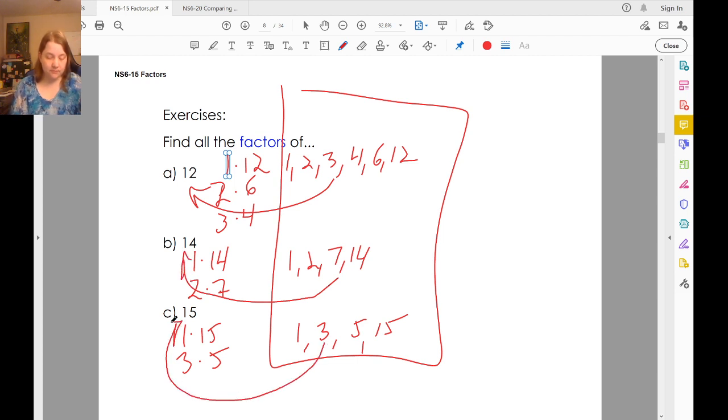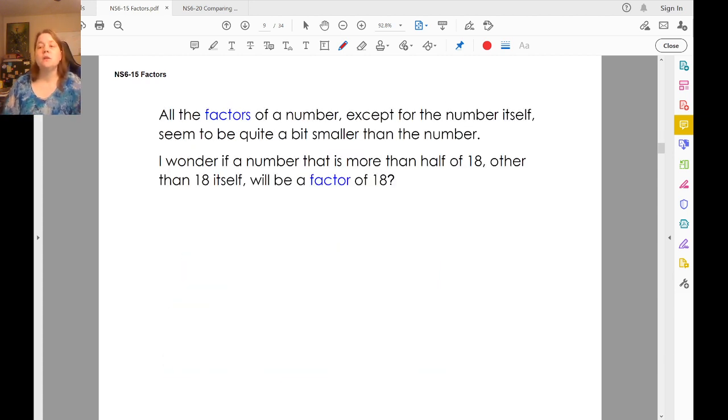So all the factors of a number, except for the number itself, seem to be quite a bit smaller than that number. Is there a number that is more than half of 18, other than 18 itself, that's going to be a factor? Let's go ahead and take a look.